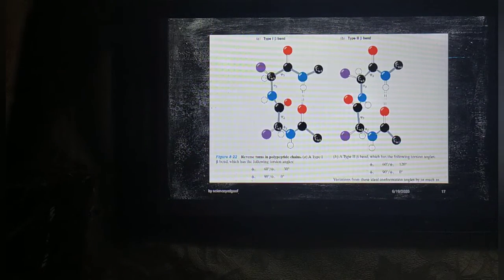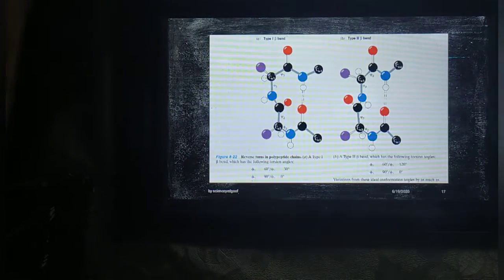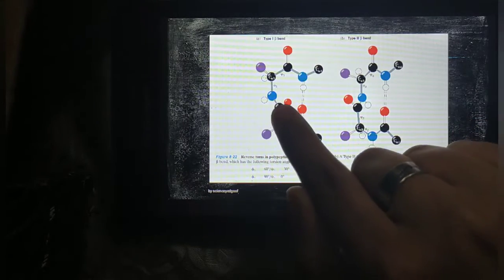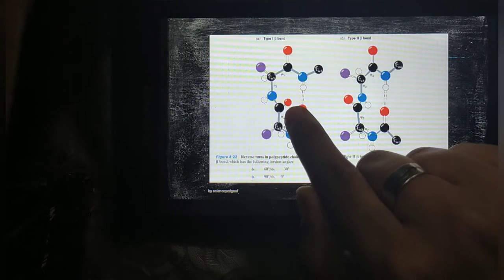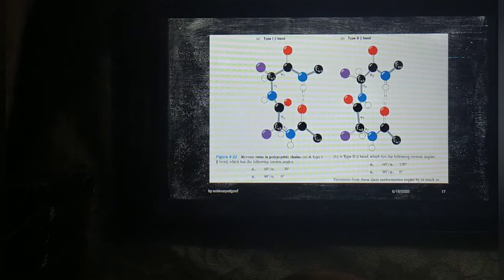These are the 2 ways in which you can find beta bends. They are referred to as type 1 beta bend and type 2 beta bend. You might be wondering what the difference is. It looks so similar, but if you look closely, there is a slight change. You can see the red one is inside here, whereas here it's outside. That is the only visible difference between type 1 and type 2, and there is also a little change in the phi and psi angles. So these are the 2 types of beta bend.